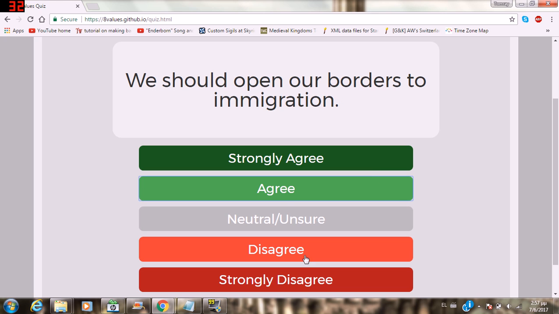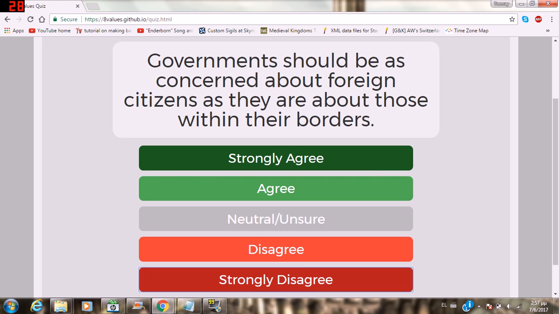We should open our borders to immigration. Fuck no. Government should be as concerned about foreign citizens as they are about those within their borders. No. No. Absolutely not. What is this neocon bullshit? No. No. Listen, this is a terrible idea, and I really need to explain this.